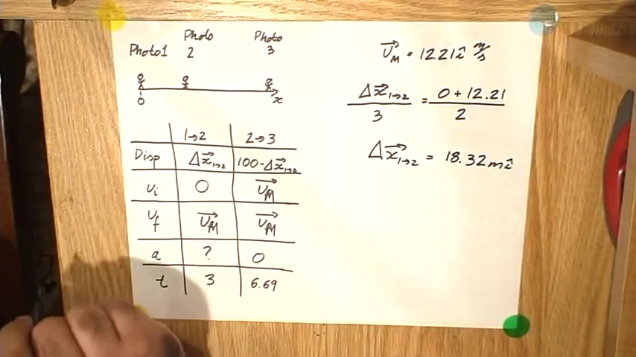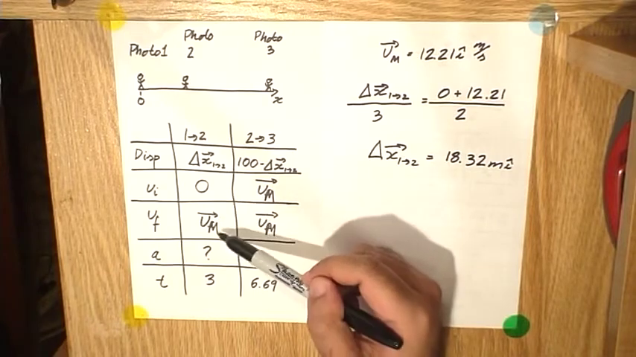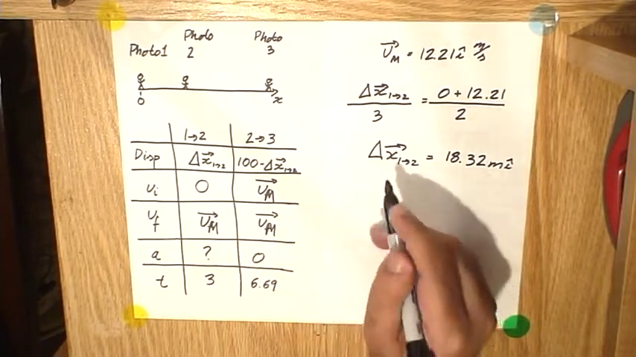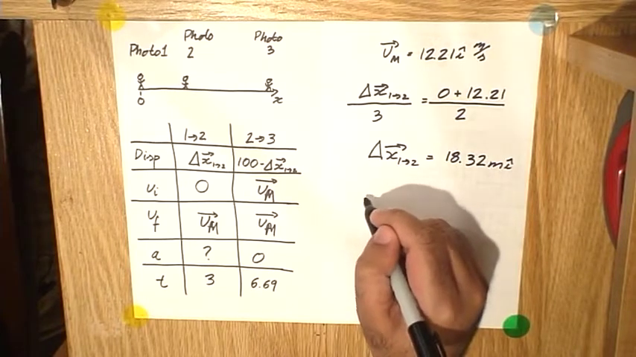And that would be in the i hat direction. Finally, we need to find the acceleration. We know initial velocity, we know final velocity, we know time. So the easiest way to solve for this would be using toolbox equation number 1.